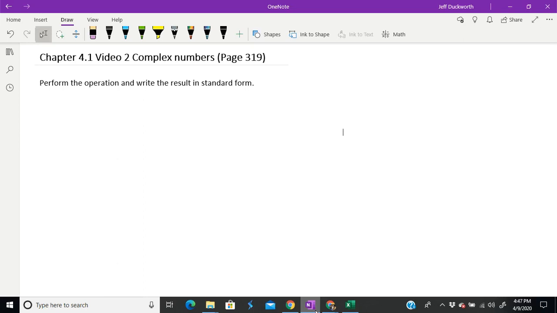Right, back to chapter 4.1, complex numbers. I'm going to do some problems from the next section. So the instructions for problems 23 to 30 in your book on this page, page 319, indicate you're supposed to perform the operation and write the result in standard form. So let's start with number 23.